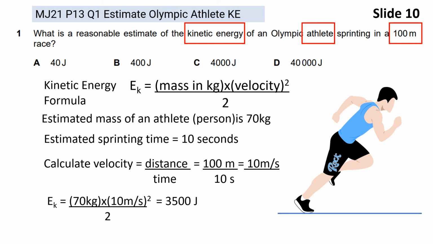Bingo. Now we can replace everything and calculate the kinetic energy, which is 3,500 joules. So let's look at the options. It's not 40 joules, it's not 400, it's not 40,000. So it will be in the range of 4,000 joules. In this problem, you might be a little bit stuck with that sprinting time, how you're going to figure out the sprinting time. So 10 seconds is considered a standard.